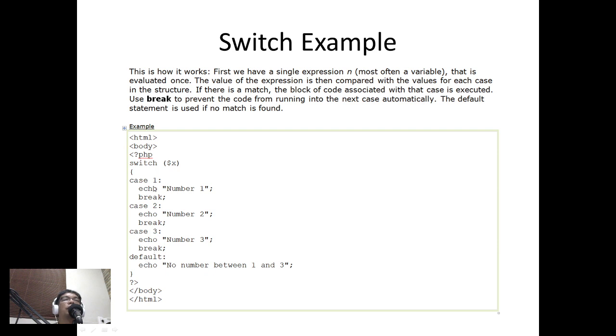What if x is not equal to 1, not equal to 2, and not equal to 3? Then it will execute the default. So echo no number between 1 and 3. So yeah, you have seen here the syntax and some simple examples of if and switch statement. Now you can use these control statements in your PHP program.